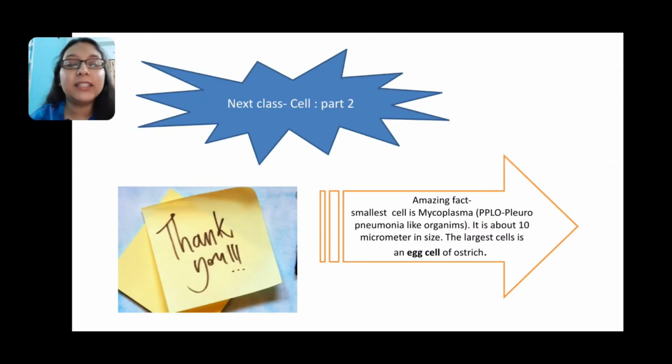So before ending this class, just know a fact: the smallest cell is Mycoplasma. I have already said PPLO. What is it? Pleuropneumonia-like organisms. What is the size? 10 micrometer in size. So you will ask me, what is the largest cell? The largest cell is an ostrich egg. Remember this, the egg cell of an ostrich. The egg of an ostrich is a single cell, and that is the largest known cell.